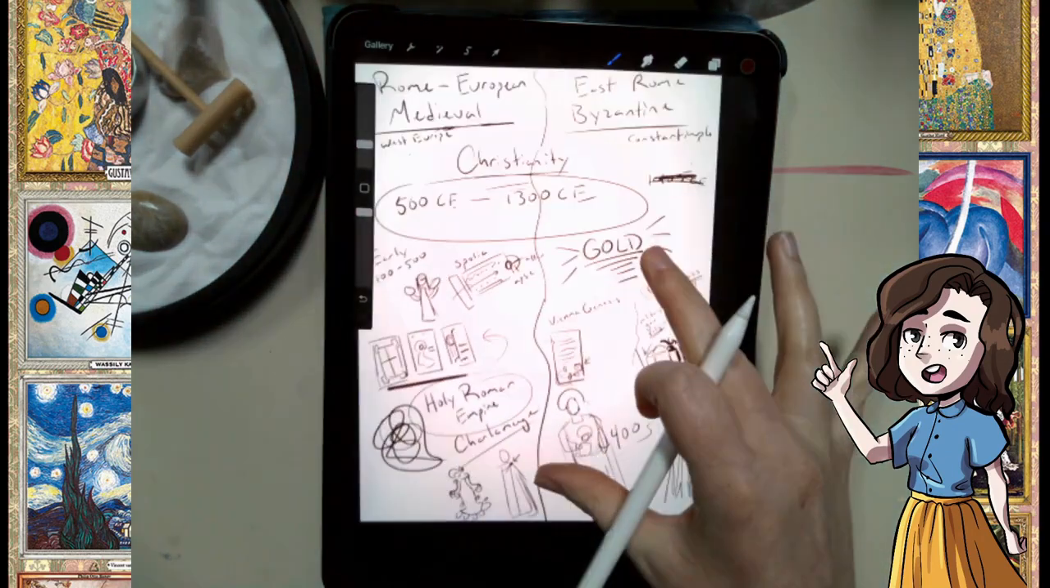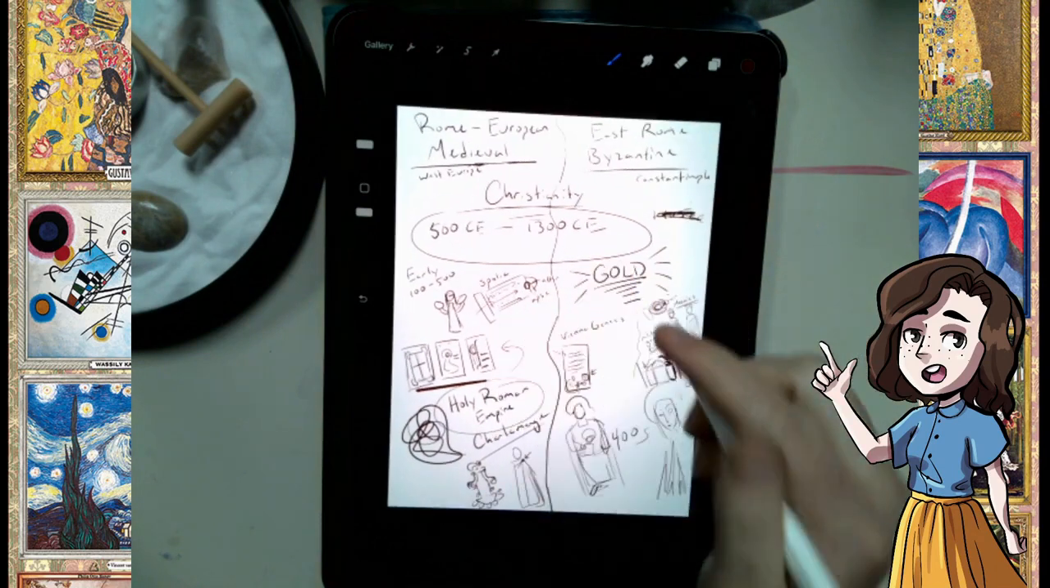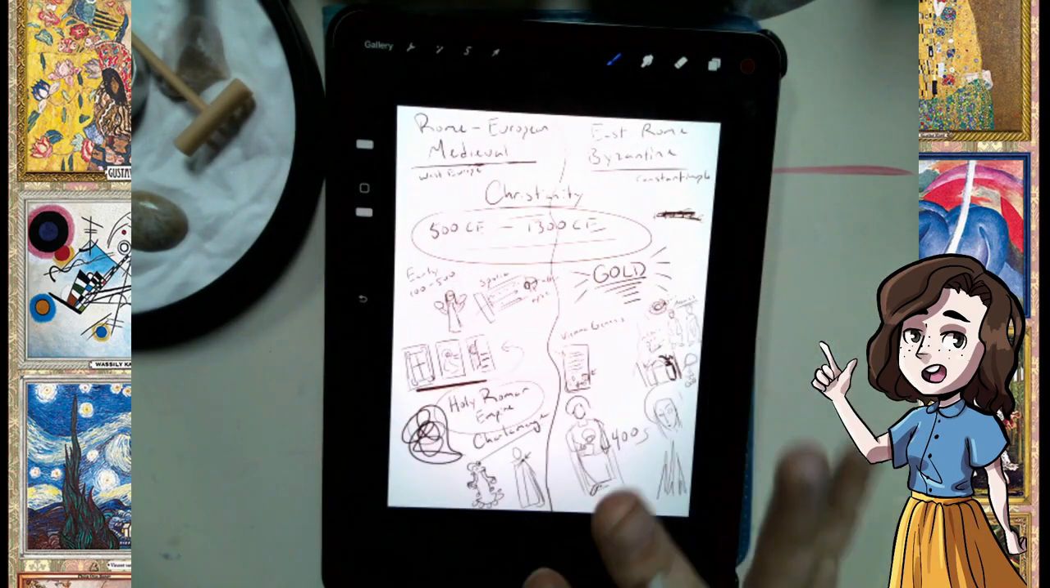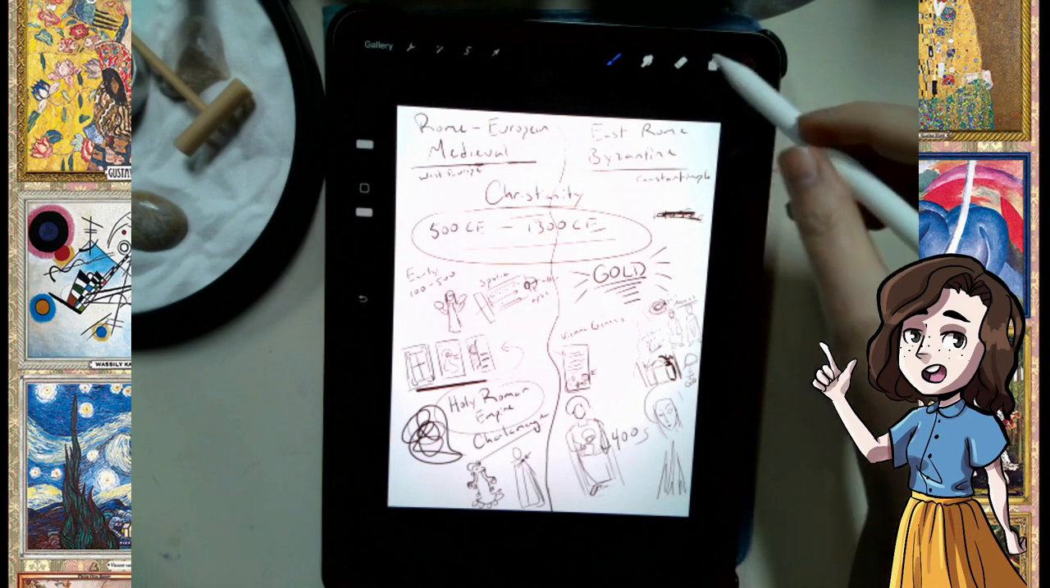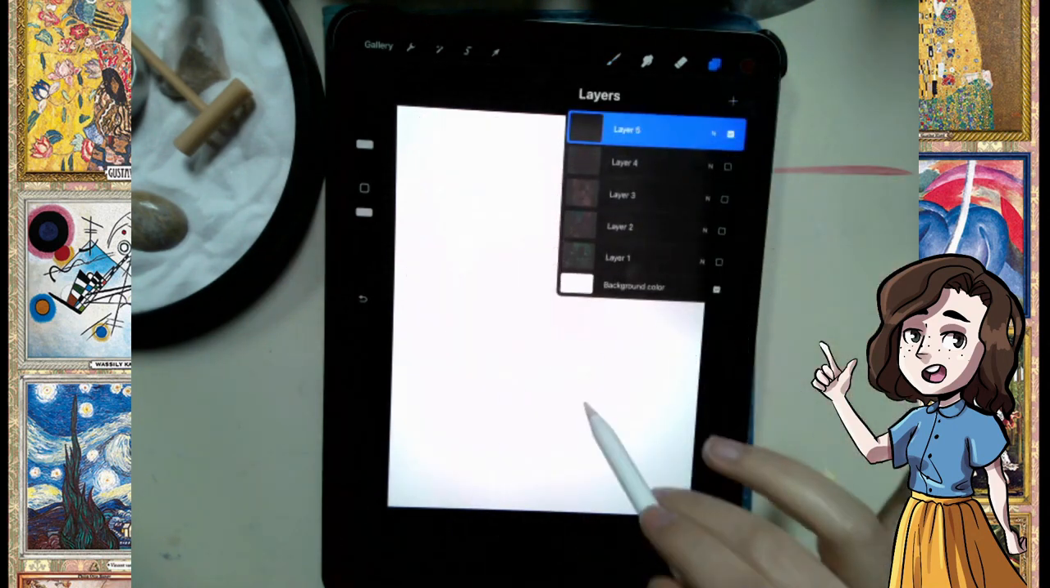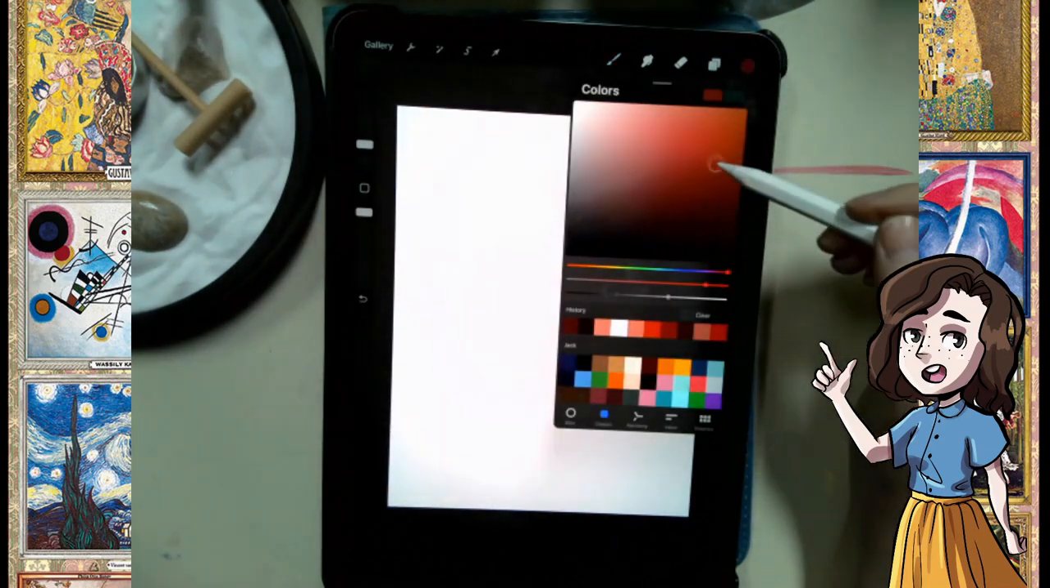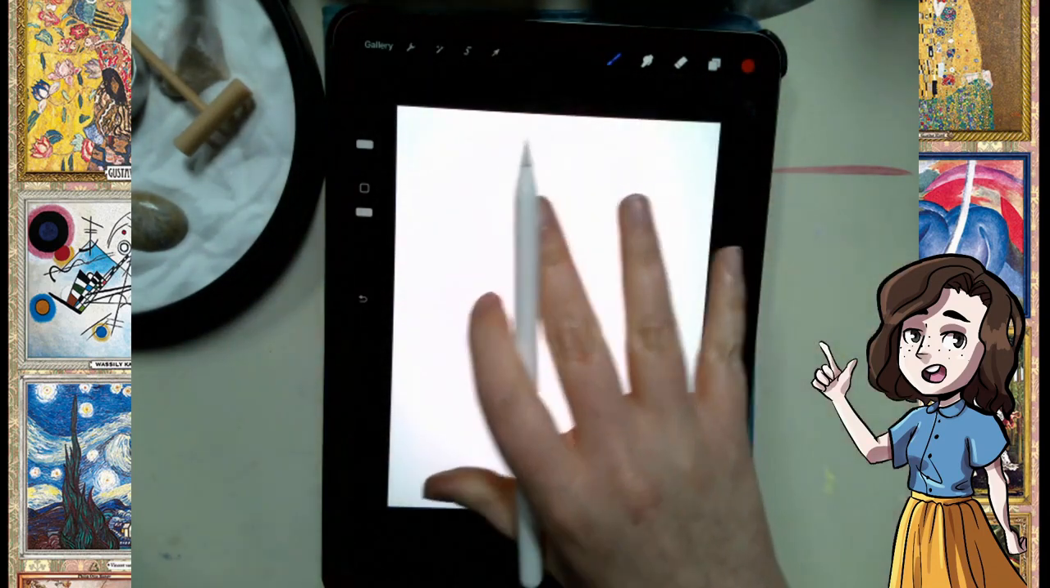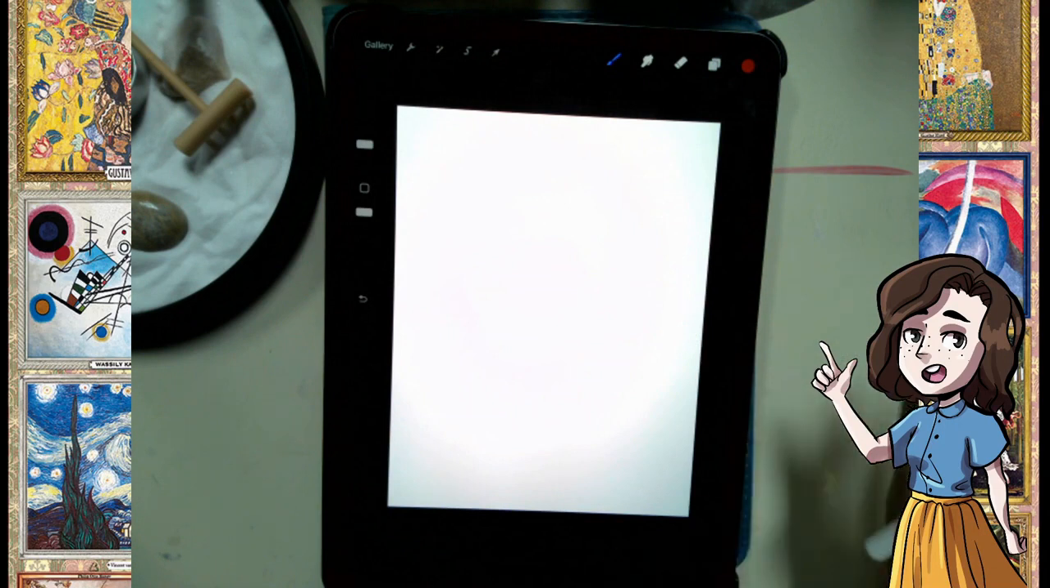So what happens to Europe after this? We're still considering this the Middle Ages, but we're going to switch fully to Europe. We're going to step away from Byzantine. They're doing their own thing. It's all looking pretty much the same.